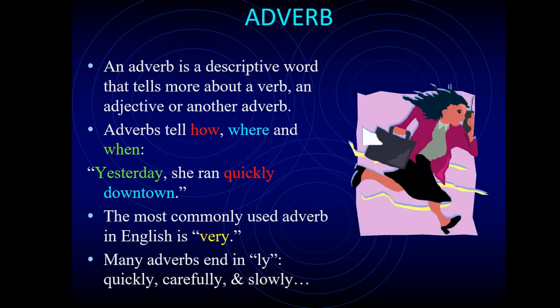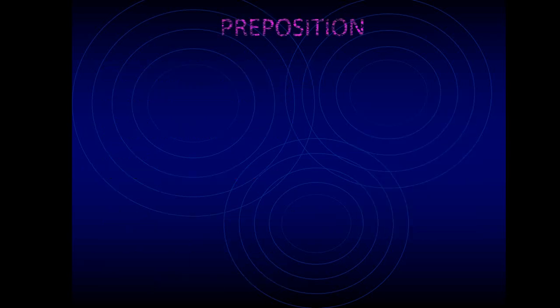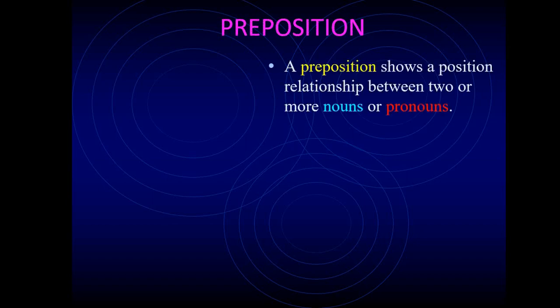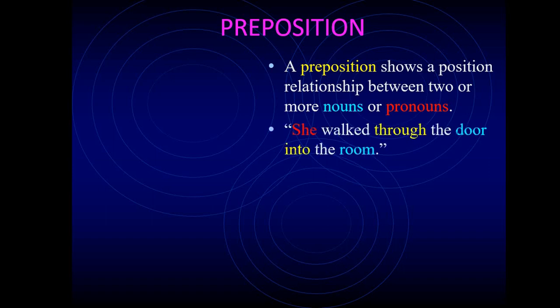Let's continue. What do we have after adverbs? We have prepositions. What's a preposition? A preposition shows a position relationship between two or more nouns or pronouns in a sentence. She walked through the door into the room. So the prepositions are through and into.